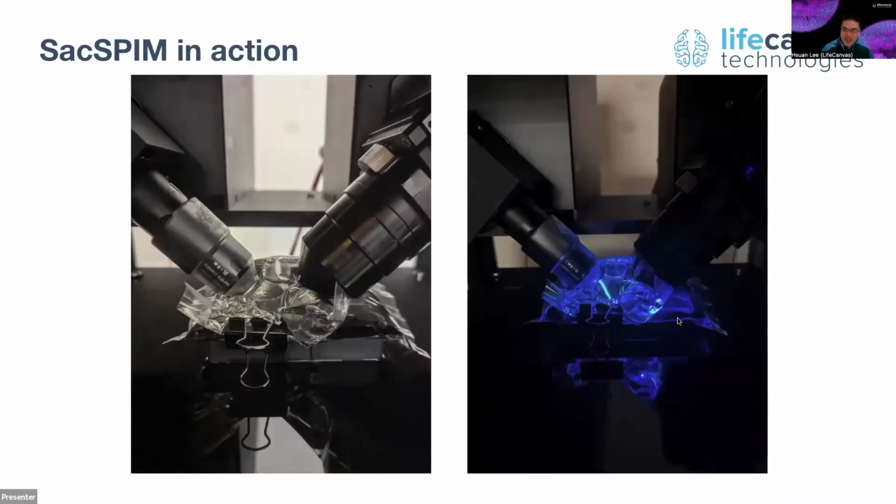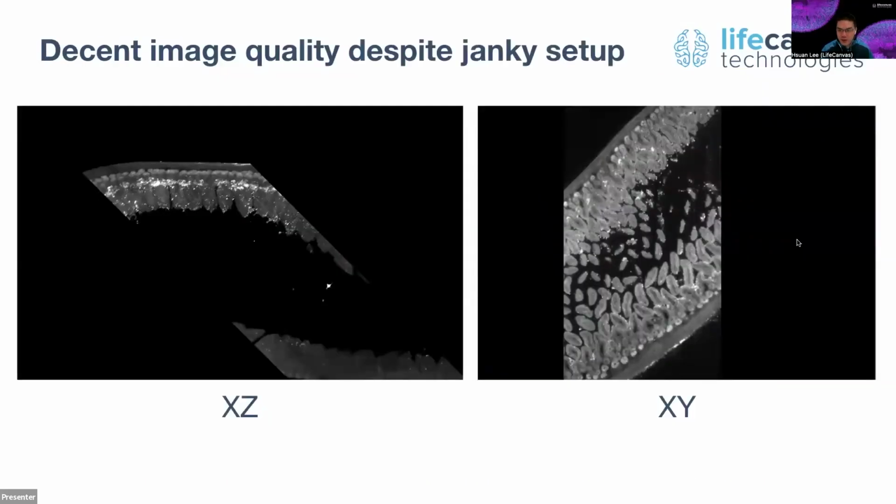You would think that with such a janky setup, the image quality at the end would be bad, right? But the result was really good. On the left is the XZ cross-section, and on the right is the XY. The imaging quality was quite sharp, with very minimal elongation along the detection optical axis. And that's what we wanted to move forward from.